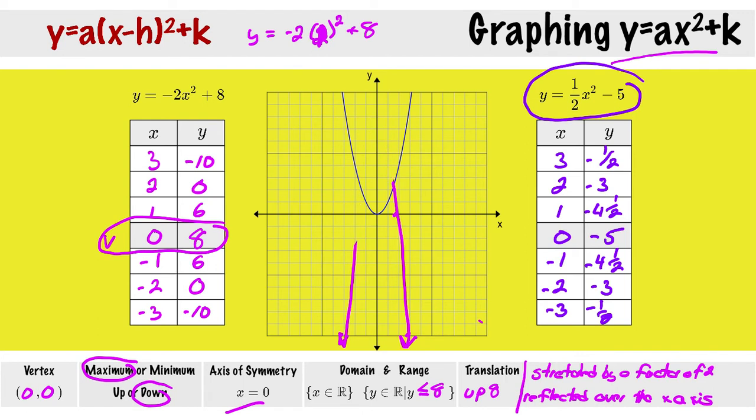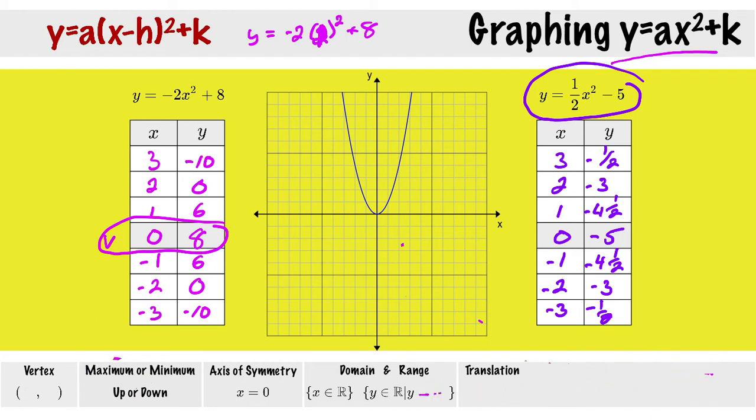I'm going to clear out some space to graph it and get rid of our analysis here at the bottom. So 0, negative 5 is our starting point. 1 over, and that is negative 4.5. 2 over, and it's negative 3. 3 over, and it's down a half. And there is my new parabola.